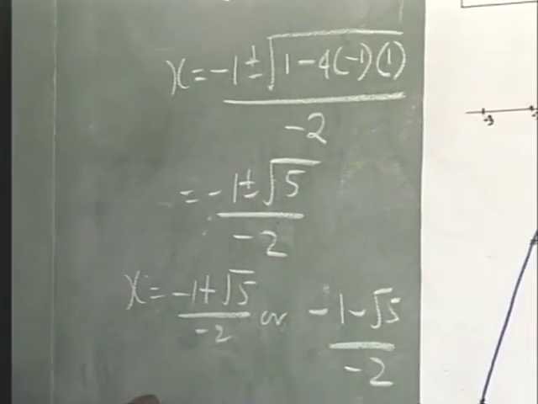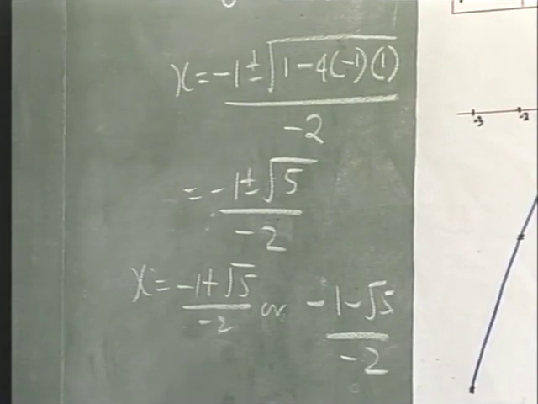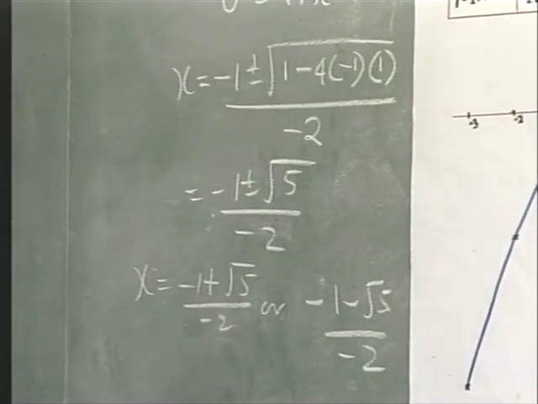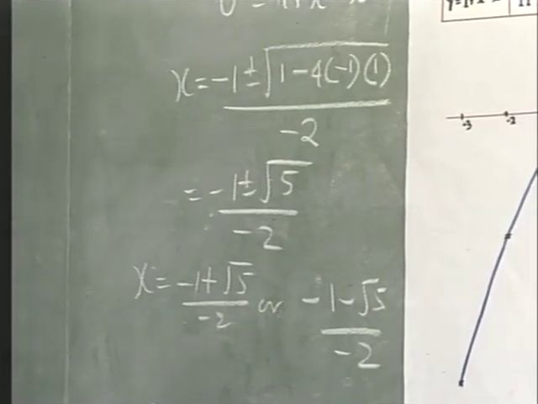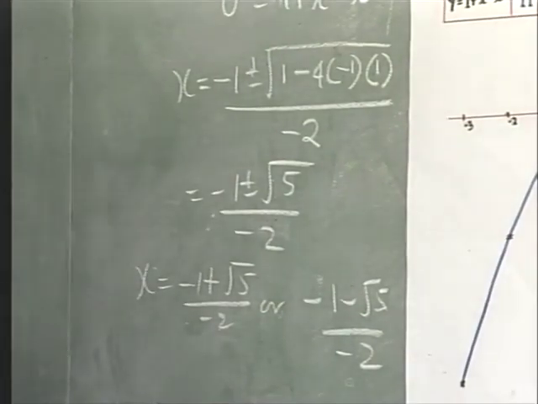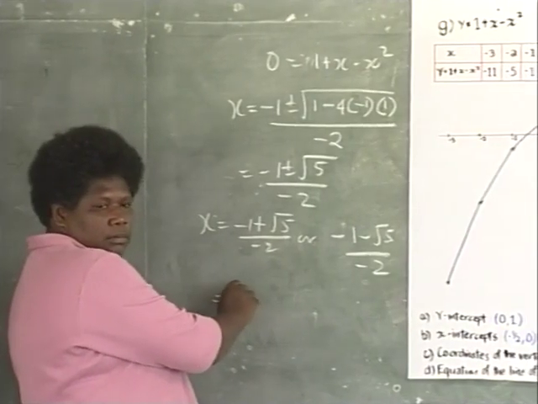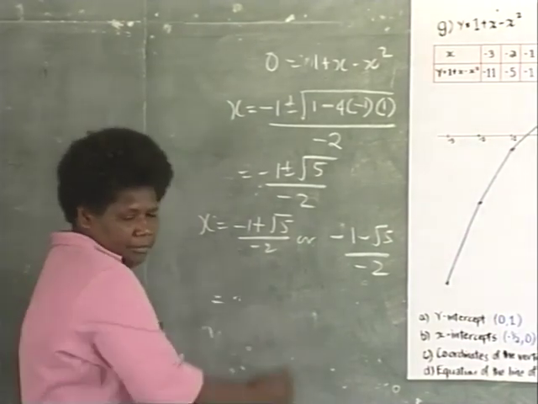Can we just check what the answers will be? To 1 decimal place. What do we get here?